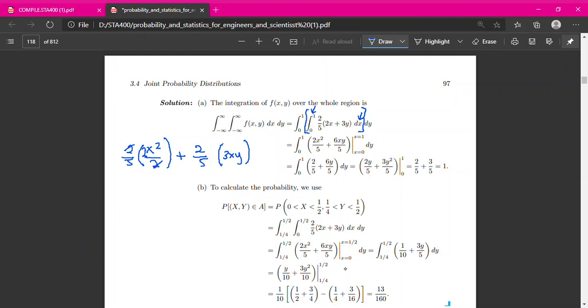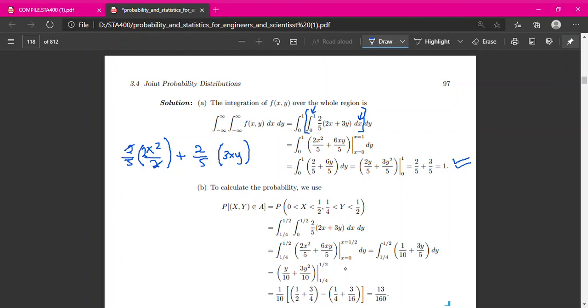So kat sini macam biasalah, so akan jadi 2 over 5 y plus 6y square over 2. So dia akan jadi 3y square over 5. Okay, then replace 1 and 0 here. So 2 multiply 1 will be 2 over 5 plus 3 multiply 1 will be 3 over 5. And then minus dengan when we replace y here with 0, so akan dapat 0. So you will get the answer will be 1.